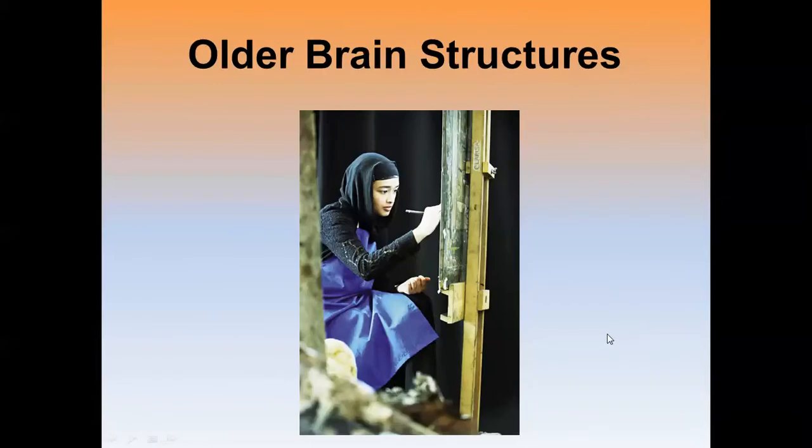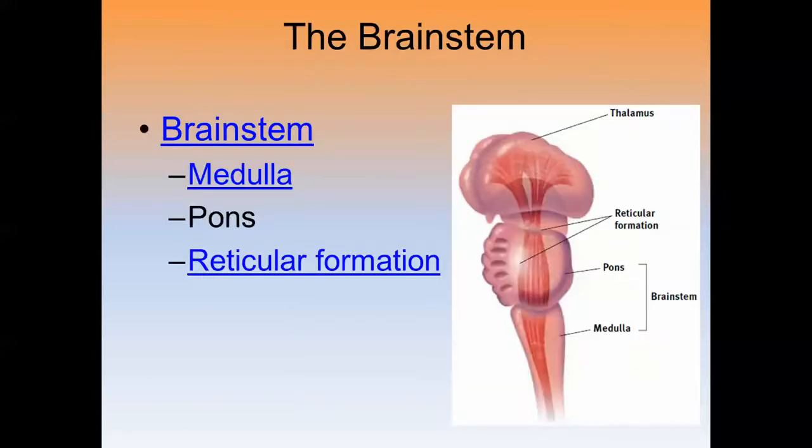Older brain structures. These are kind of the foundation of our brains. The brainstem is the brain's oldest and innermost region, and it's responsible for automatic survival functions. So, automatic survival functions, that is your heart beating, your lungs working, etc. And the brainstem includes the medulla, and this controls heartbeat and breathing, like I said, and the reticular formation, and this plays an important role in controlling arousal.